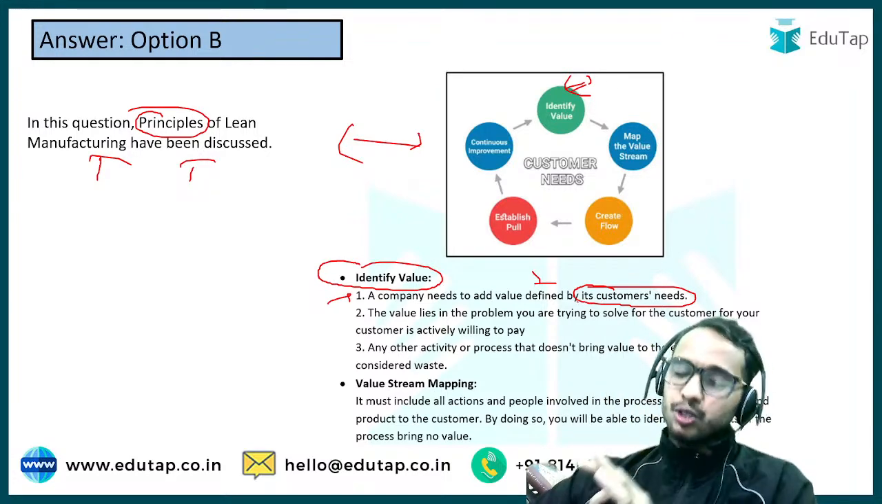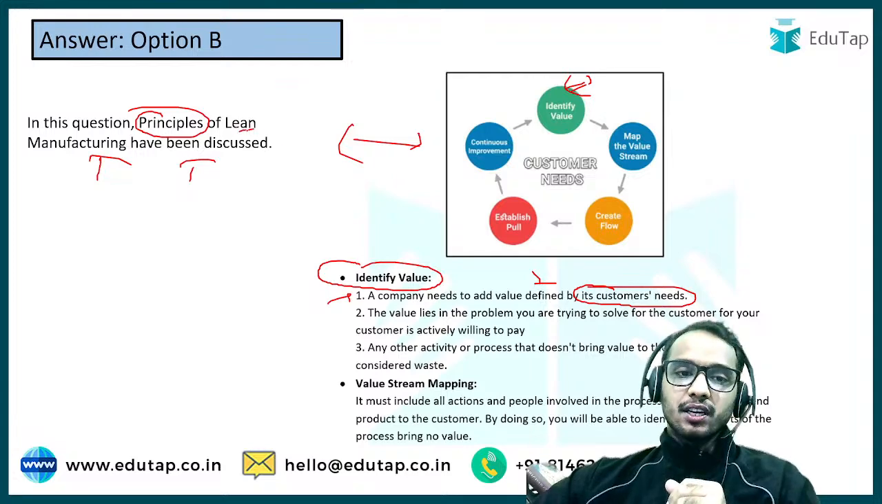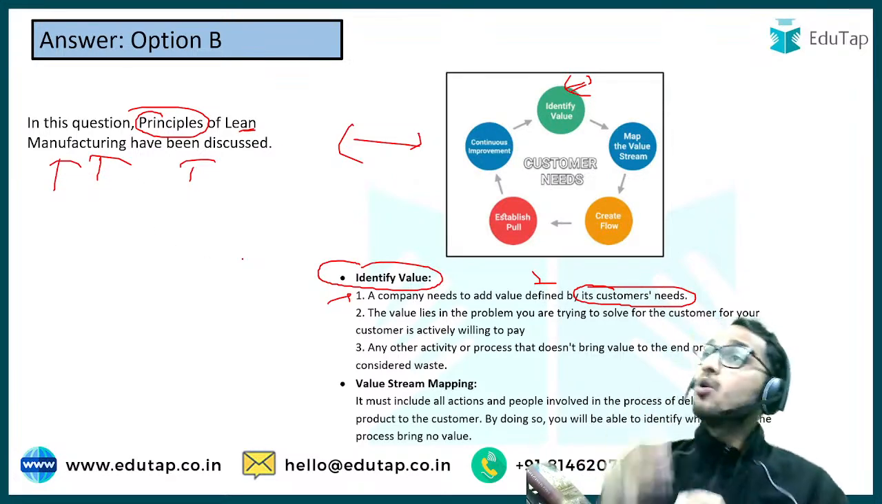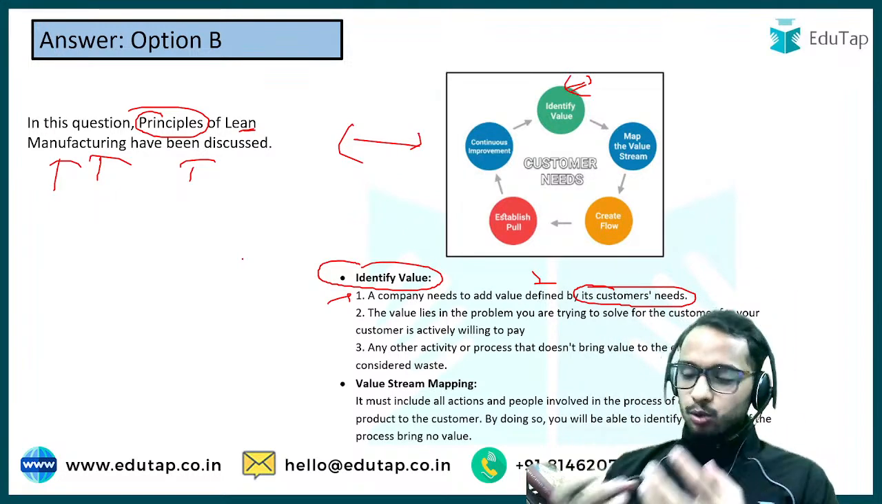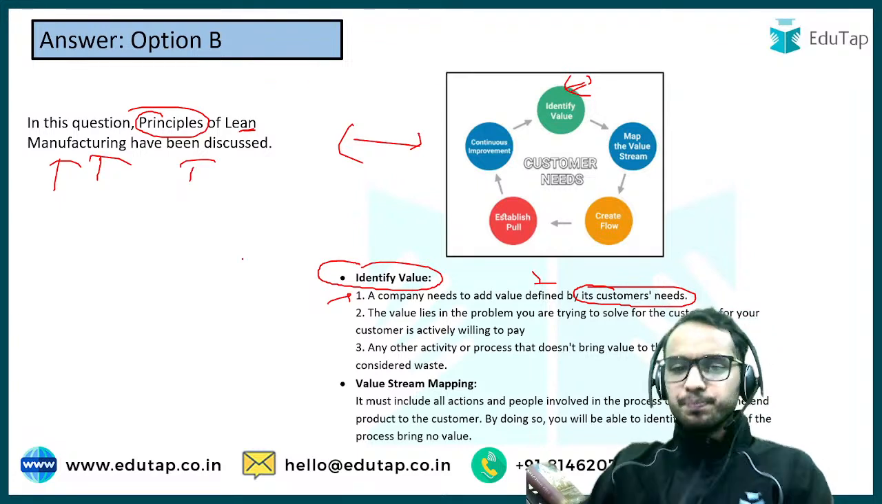According to that you need to add value to your goods. So we are talking about lean manufacturing. In this first principle, identify value. You have to see what the customer actually wants from you, and based on that you have to include that value into your goods or products, right?